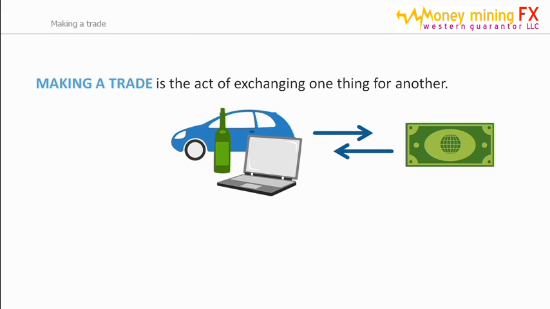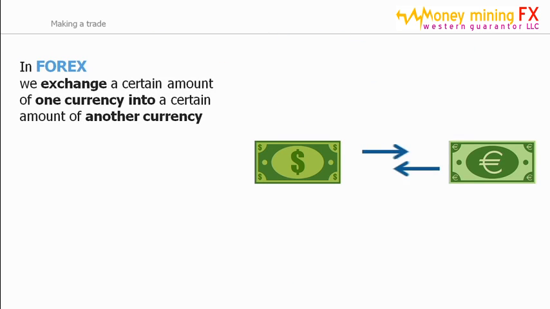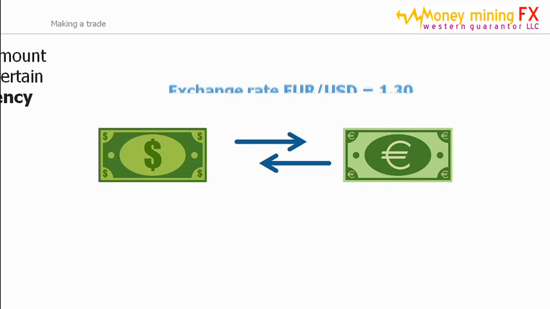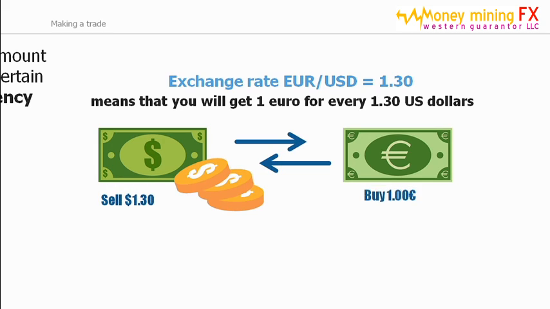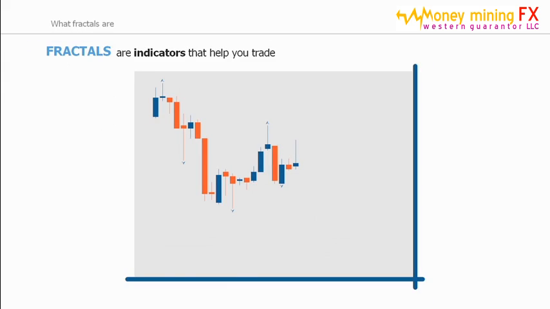Making a trade is the act of exchanging one thing for another. In the context of Forex, it means that we exchange a certain amount of one currency into a certain amount of another currency, based on the current price of the currency pair. For example, if the price of the euro-US dollar currency pair is at $1.30, we can get 1 euro for every 1.3 US dollars.